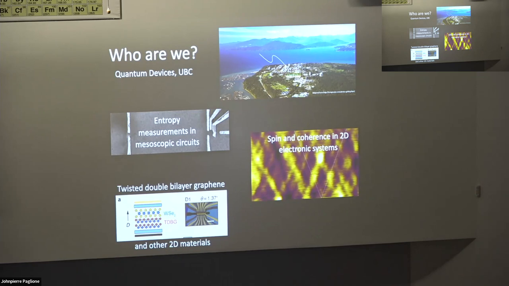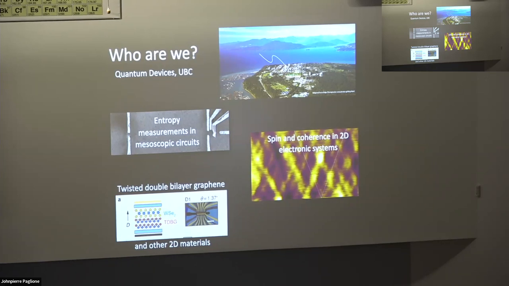And then more recently, over the last decade or so, my group has split into two branches. One branch is really focused on 2D materials. This is a picture from one of our recent papers looking at twisted double bilayer graphene, so two bilayers of graphene on top of each other with a twist between them. We look at some other 2D materials as well. This one we're definitely excited about right now. For now, we're focusing on transport measurements, so standard conductivity and resistivity measurements in these.